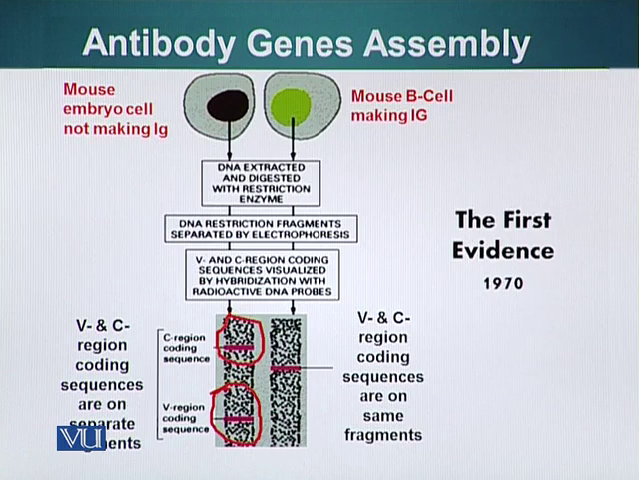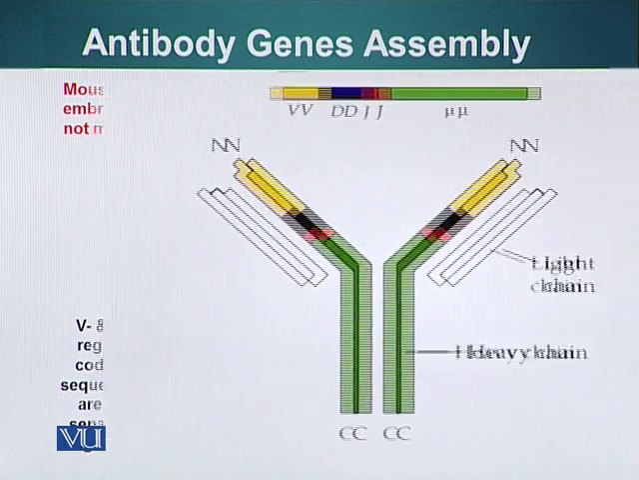However, with the DNA from a mouse cell which was making an Ig molecule, an immunoglobulin molecule, these two regions were present on the same DNA fragment, implying that somehow these fragments have been moved closer together. They have joined together. So now let's look at the molecular mechanisms of how that happens.